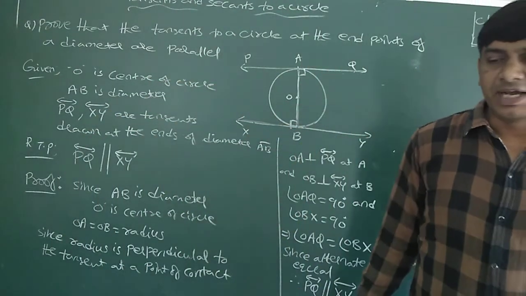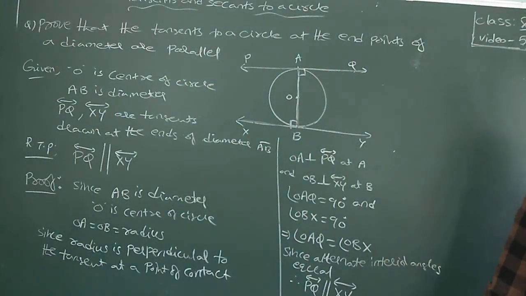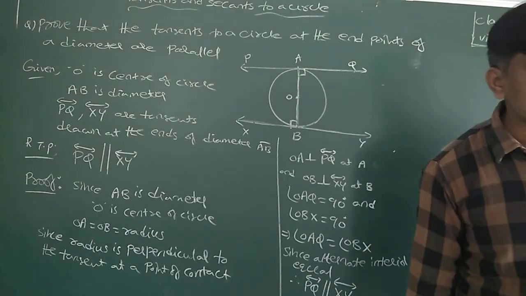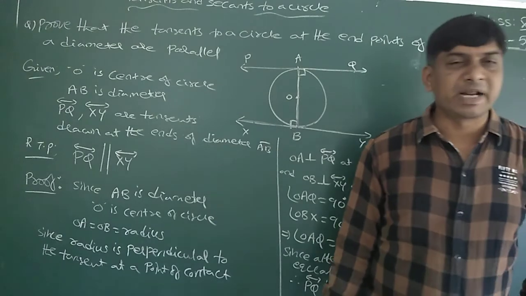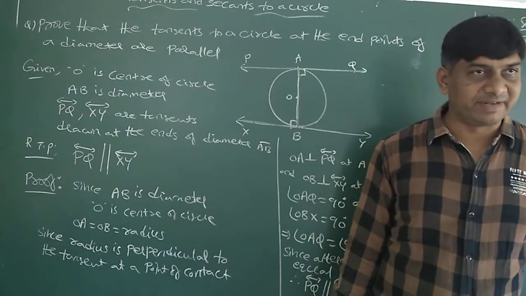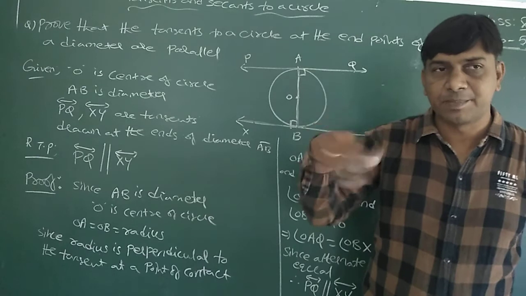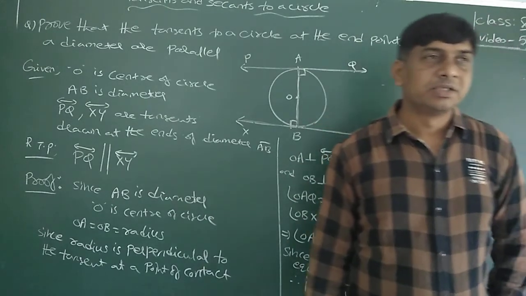With this, as per my textbook, exercise 9.1 is completed. The next concept is related to tangents drawn from an external point being equal in length. I said previously that I will prove it in the next class. Okay. Thank you.